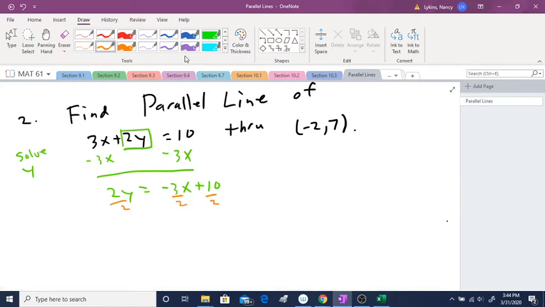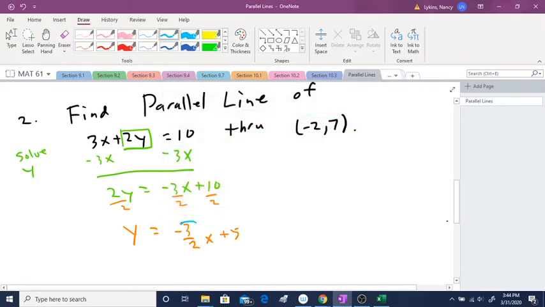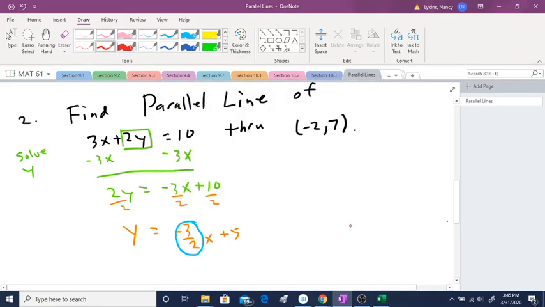So now my y equals negative 3 halves x, and 2 goes into 10 5 times. So this is my equation. But the only thing is, I'm just interested in the slope, which is negative 3 halves. So my new equation is going to start off with y equals negative 3 halves x. Now I need to fill in what comes after it.